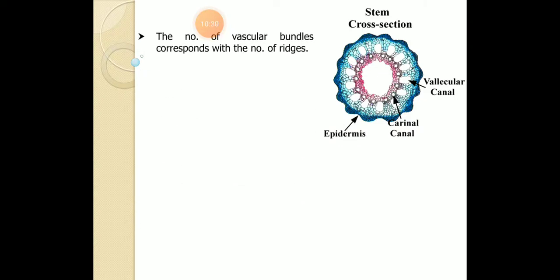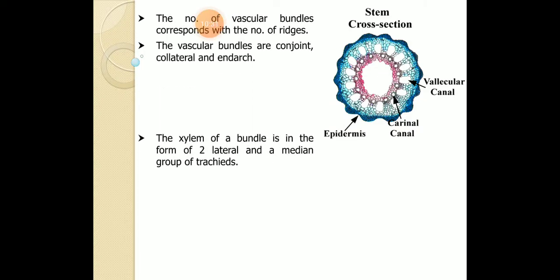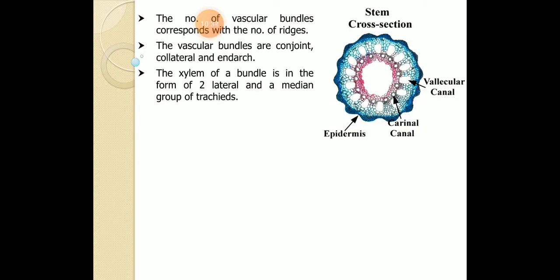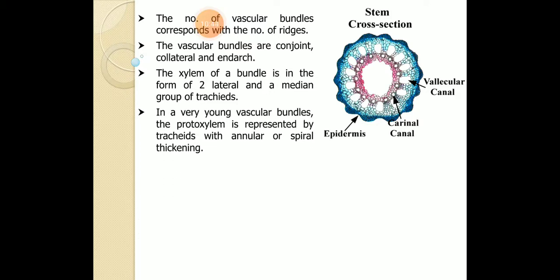So this is the cross section of Equisetum showing the different vascular bundle regions, the outer vallecular canals and the epidermal region, and you can very easily find the ridges and the furrow regions. The xylem in the vascular bundles is in the form of two lateral groups and a median group of tracheids.